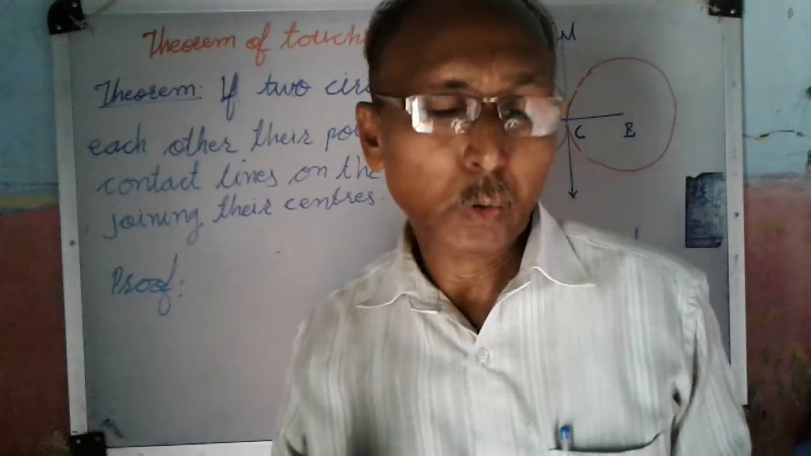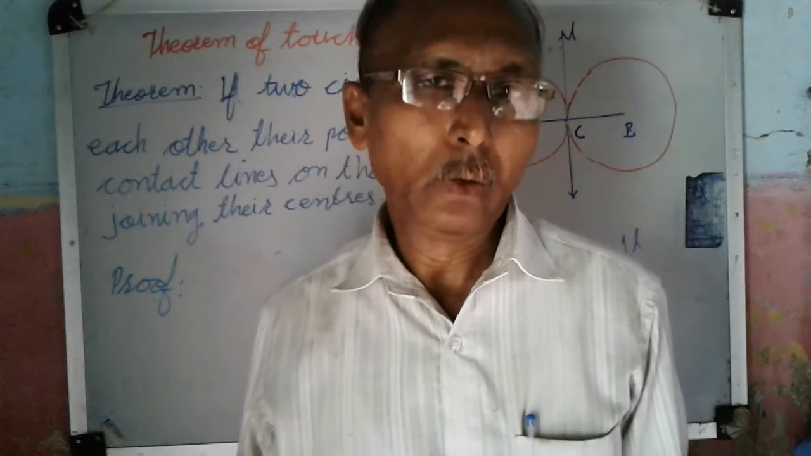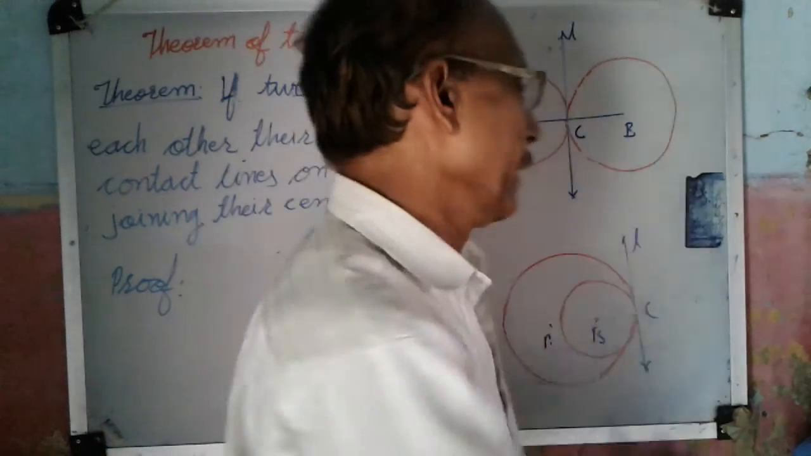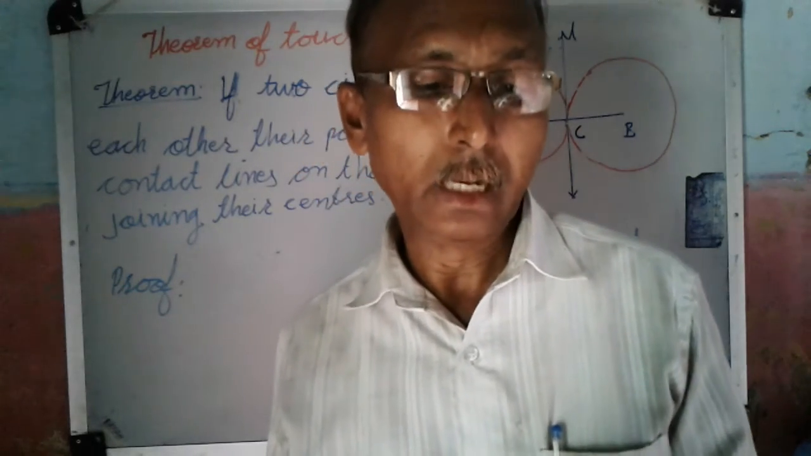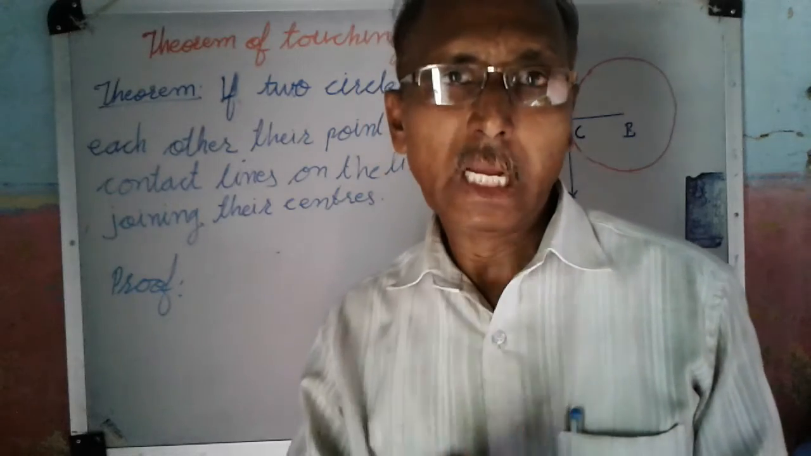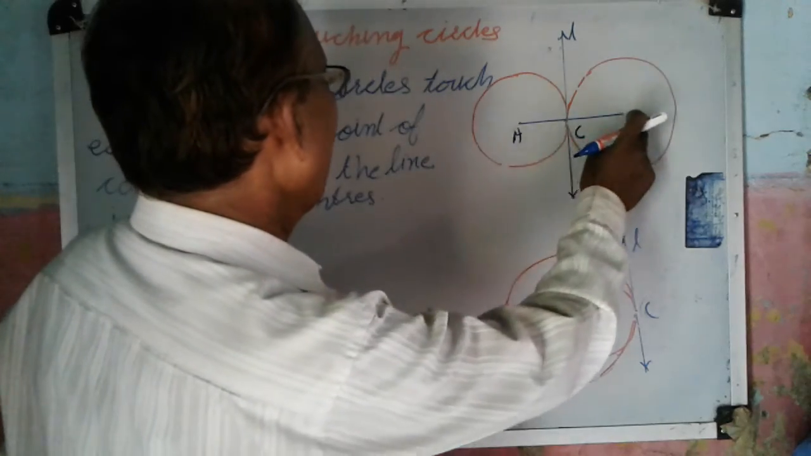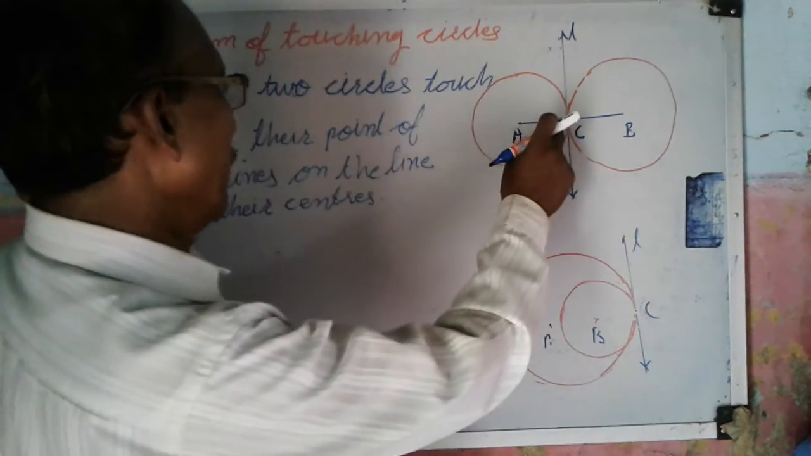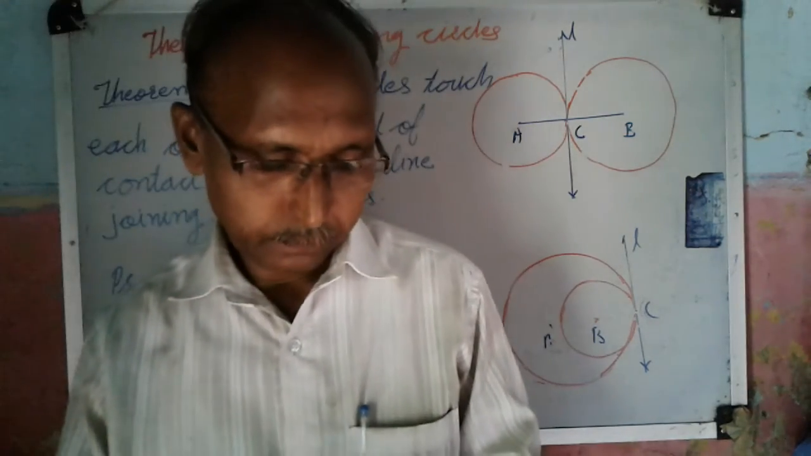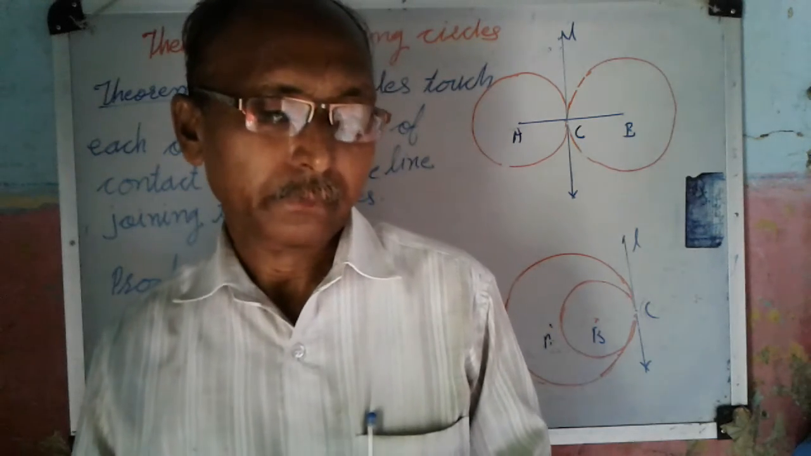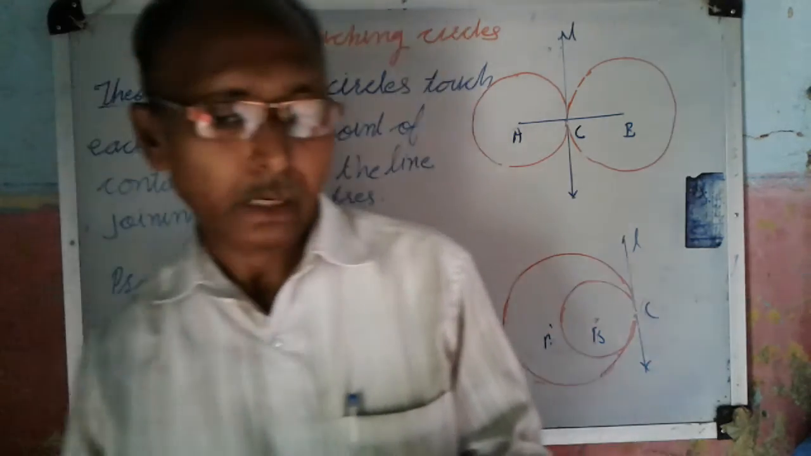Therefore, now through point C, only one perpendicular line can be drawn to line L. Through C, only one line perpendicular to line L can be drawn, and therefore points A, B, C are collinear. Therefore, A, C, B are collinear. That means point C lies on line AB. This is the short theorem on page number 58. You go through that theorem.